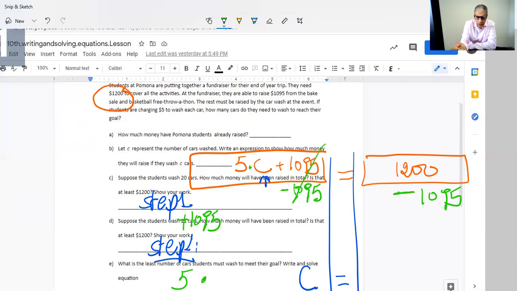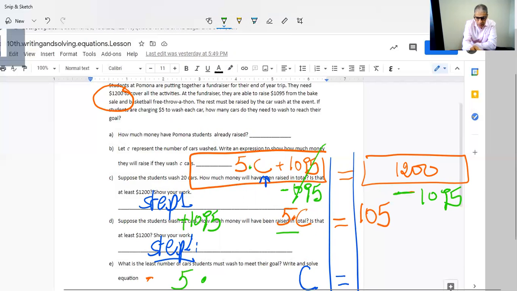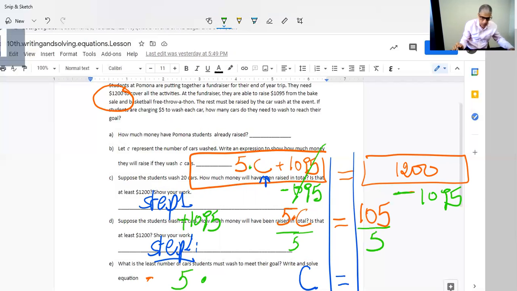On the left side, there is no thinking going on. They're gonna cancel each other, and I am left with 5C all by itself. The 1,095 is gone, equal, and 1,200 minus 1,095, you could do that in the calculator, and you're gonna get 105, okay? Step two says, get rid of that multiplication by 5, and the opposite of multiplying by 5 is dividing by 5. Whatever we do to one side, we repeat to the other side. And here, no thinking, it's just gonna cancel. You isolated the C all by itself, and 105 divided by 5 will give you 21. And we got the answer we already knew.